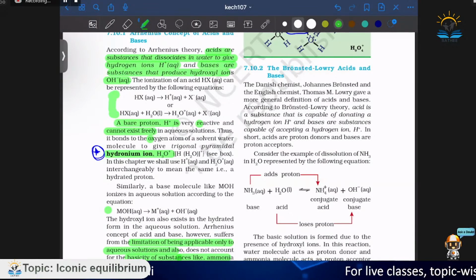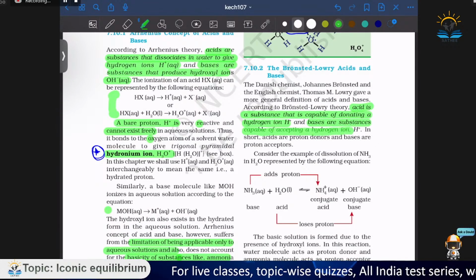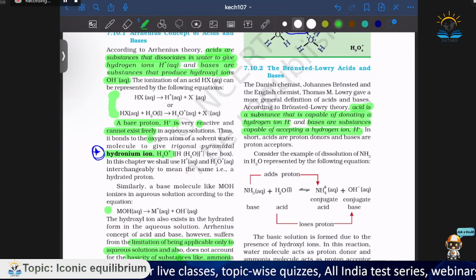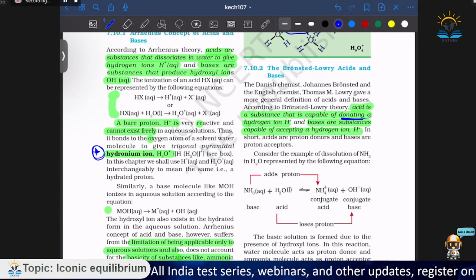So, what is the definition of acid according to this concept? A substance that is capable of donating a hydrogen ion. For bases, they have said it is a substance capable of accepting a hydrogen ion. So this is a bit different. No releasing. They are not concerned with releasing hydrogen or hydronium, anything like that. They are basically concerned with donating and accepting a hydrogen ion.